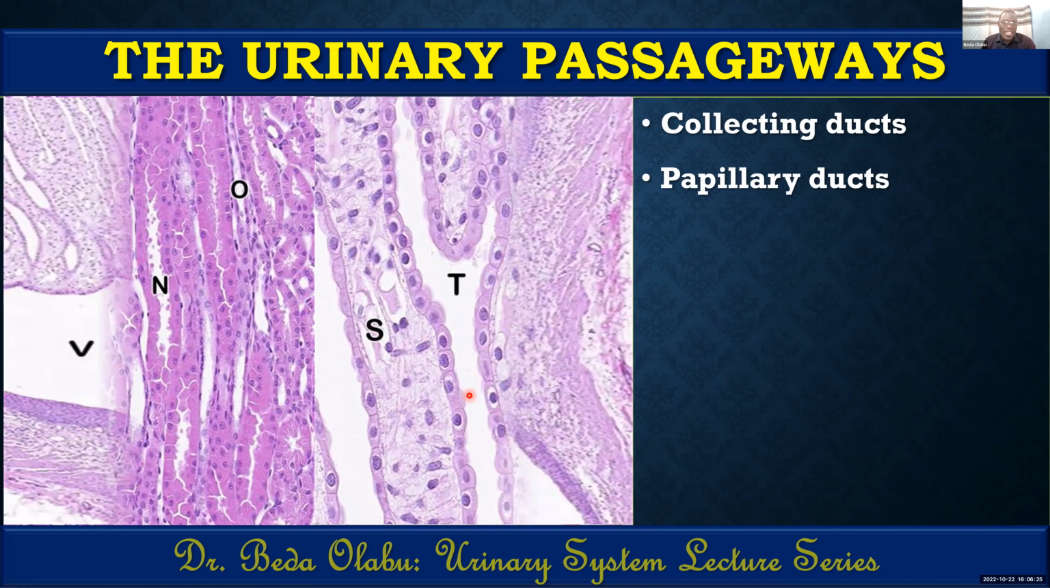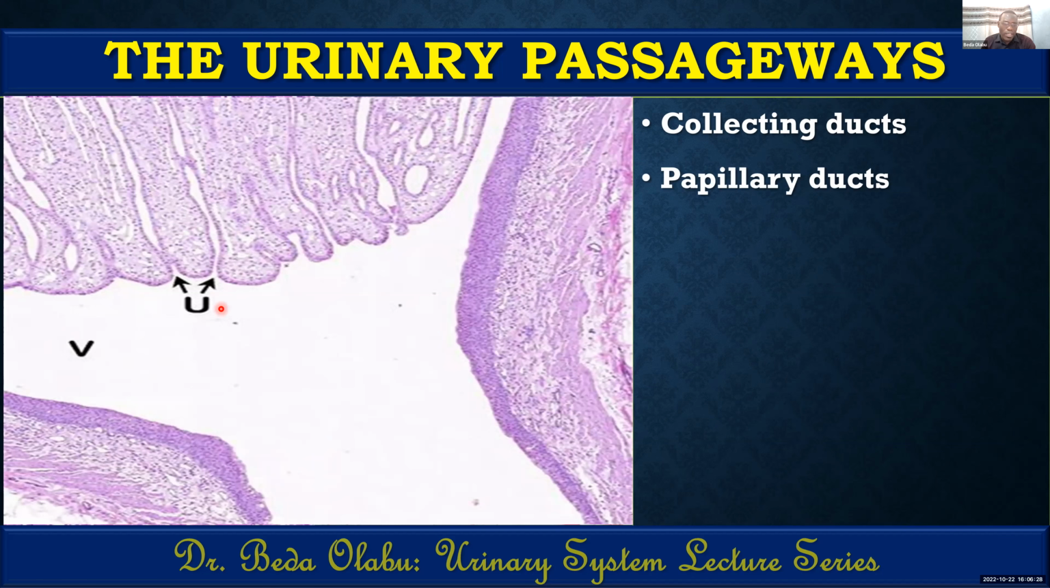Now, papillary ducts open at the apex of the pyramid, and we can see those various openings at that point. So these are papillary ducts that open at the apex of the pyramid. This region of the pyramid where the papillary duct opens is called the renal papilla. The papillary ducts empty at the renal papilla by pouring the urine they have into the minor calyx.